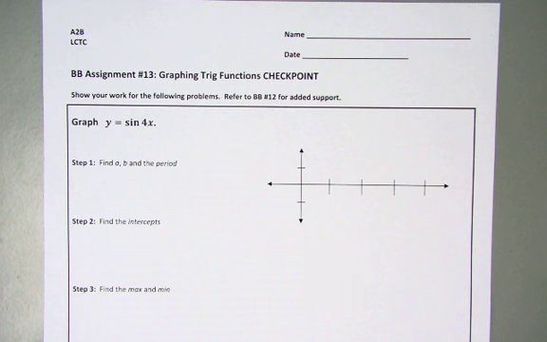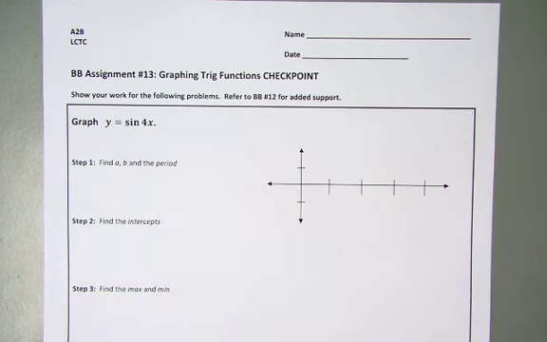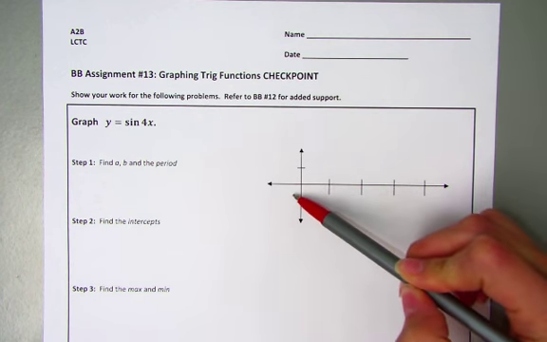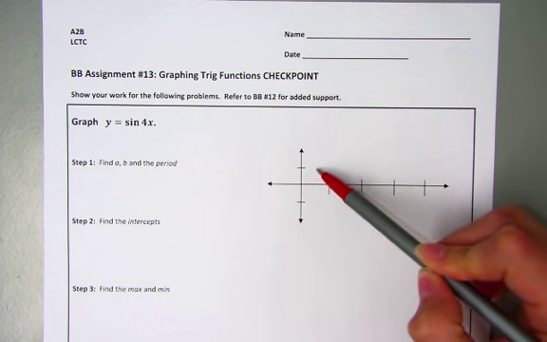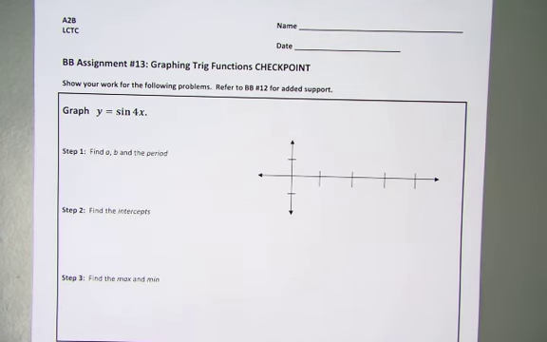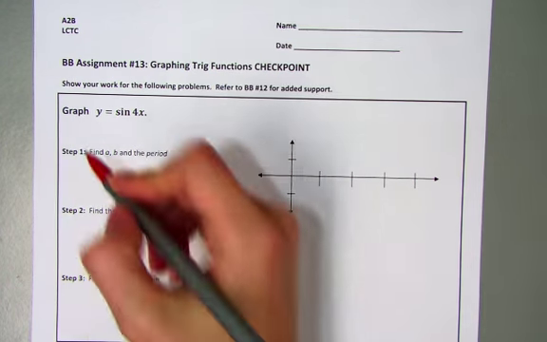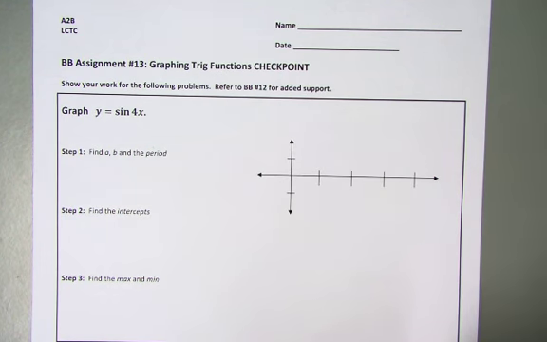In Blackboard assignment 13, we're graphing y equals sine of 4x. A couple things that we want to remember here is that, 1, we have a sine function. If you remember from the characteristics that were talked about in number 12, our sine function always starts at (0, 0) and passes through our origin, which means we will have one maximum and 1 minimum with 3 intercepts in between. We have 3 steps that we always follow when we're graphing trig functions, and those happen to be finding a, b, and the period, finding the intercepts, and then finding the max and min.